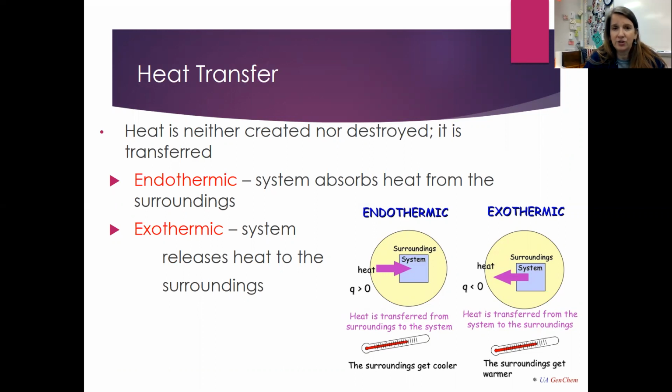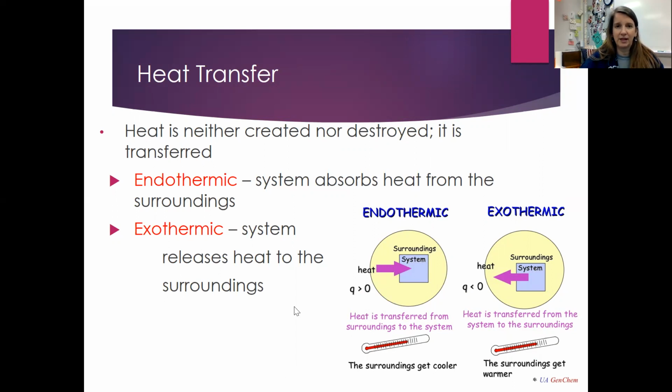Now, endothermic reactions, endo, that prefix means into. So in endothermic reactions, the heat is going into the system. When you look at this picture down here, you can see that here's the surroundings, this yellow circle, and the heat is going into the system. Because the heat's going into the system, our Q is going to be greater than 0. It's going to be positive. I did hint about that positive and negative Q in one of the other videos. So if Q is positive, that means heat is being absorbed.